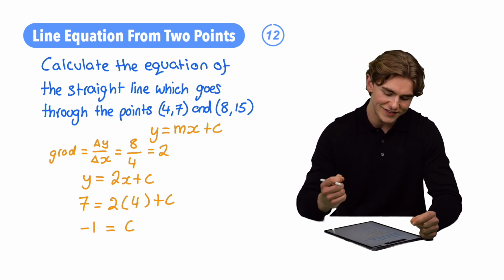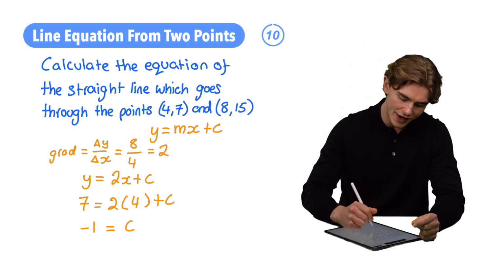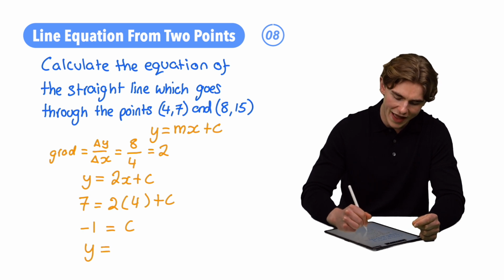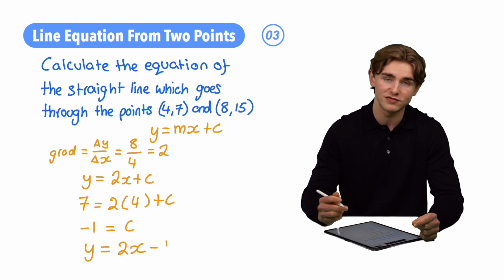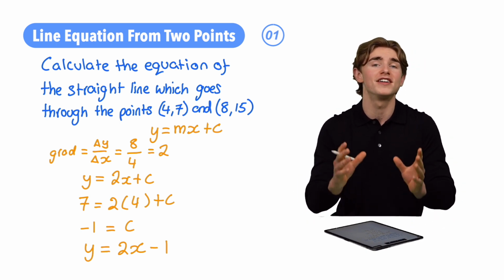Where do we go from there, guys? Now we just rewrite the equation of our line. We have that y is equal to 2x. Now we can substitute in our c, which is minus 1. So we have y equals 2x minus 1, the equation of our straight line.